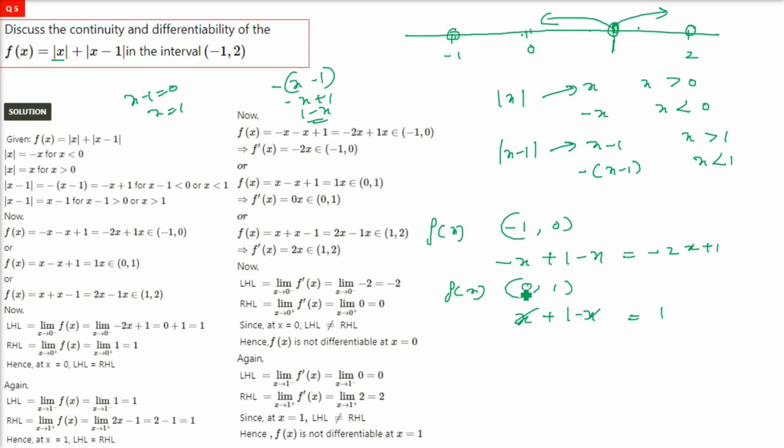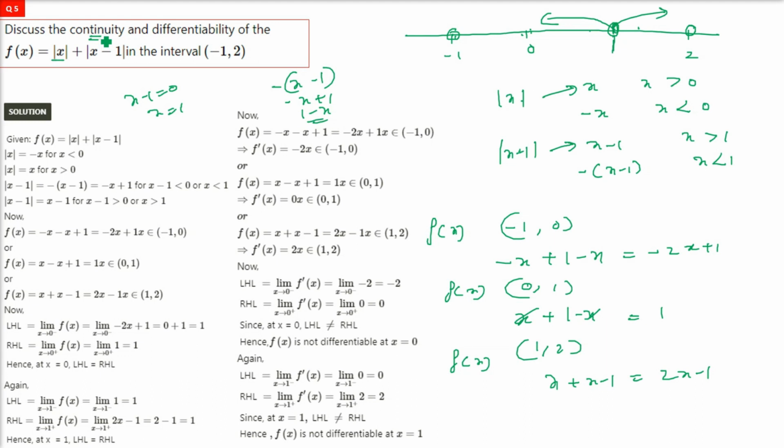Alright. Now coming to the third interval, f(x) between 1 and 2. So when you are between 1 and 2, both are positive. You are above 1. So x plus x minus 1, this is going to be 2x minus 1. Now these three pieces we are going to use in the solution of this question, because I am going to take you to the continuity first and then the differentiability.